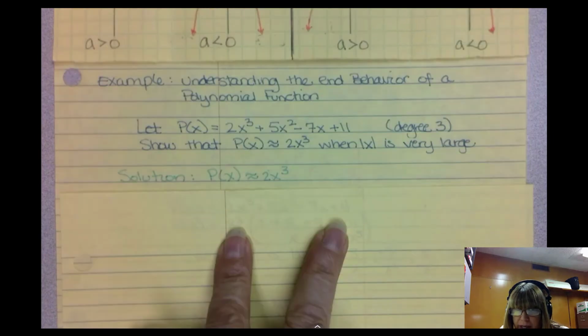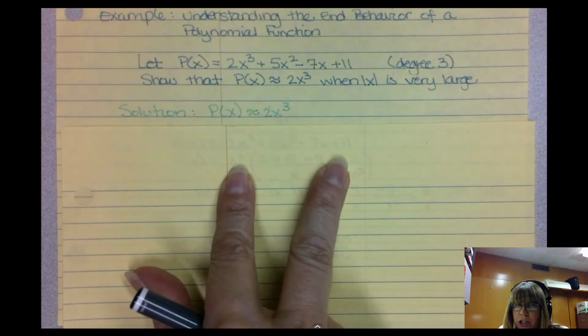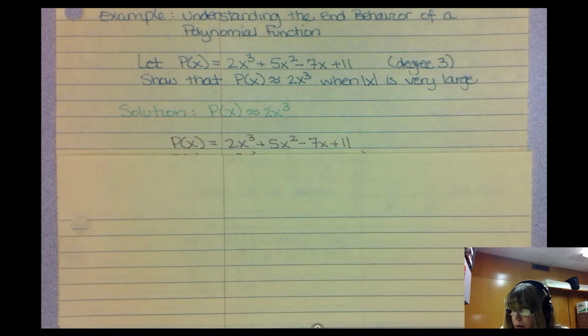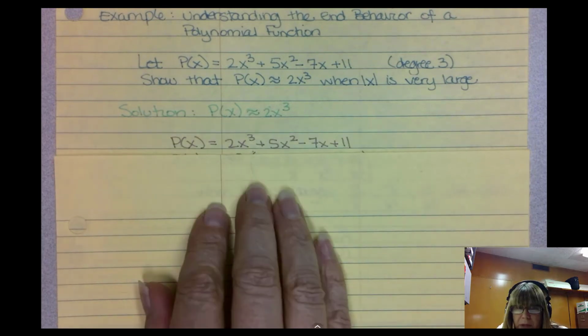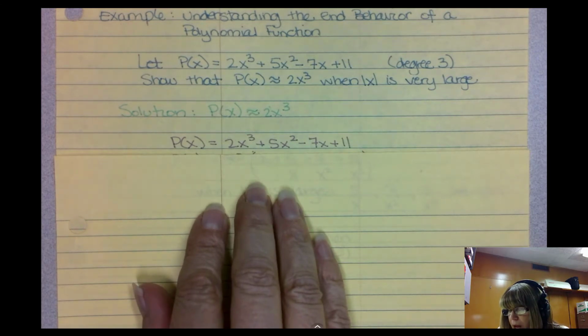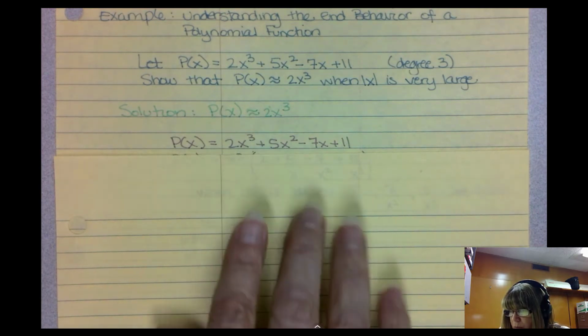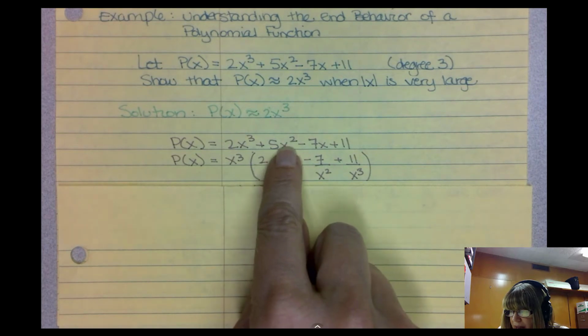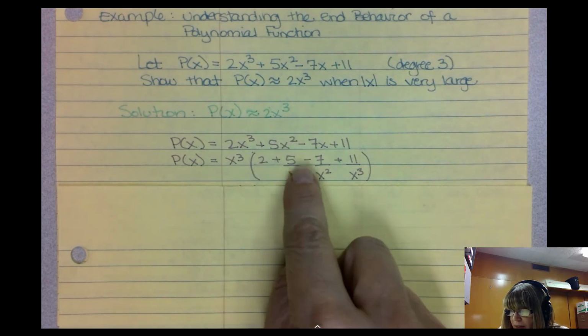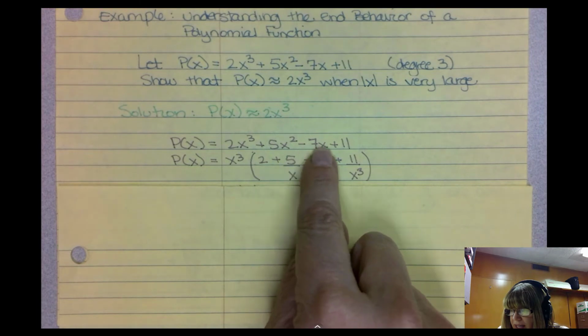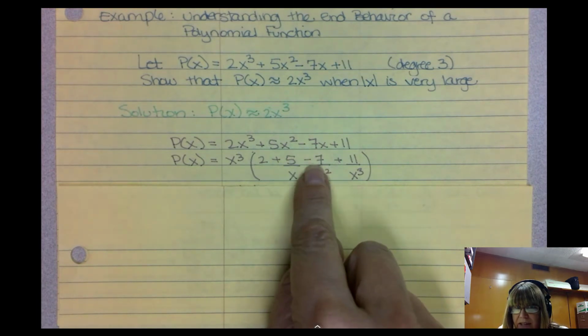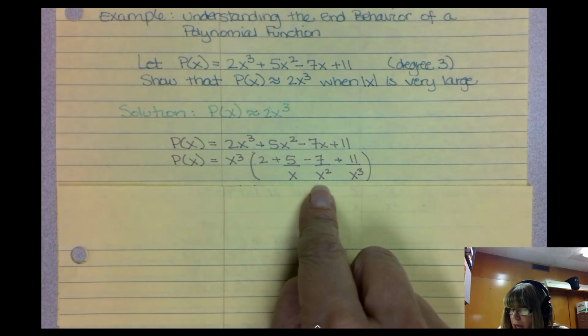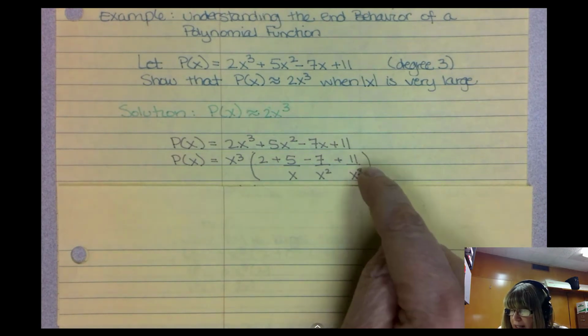We want to show that p of x is approximately 2x cubed. Okay, starting with our original function, p of x equals 2x cubed plus 5x squared minus 7x plus 11. I am actually going to factor out this 2x cubed. When I do that, 2x cubed comes out. I divide 5x squared by x cubed, I get 5 over x. I divide negative 7x all over x cubed, I get negative 7 over x squared. And if I divide 11 by x cubed, I get 11 over x cubed.